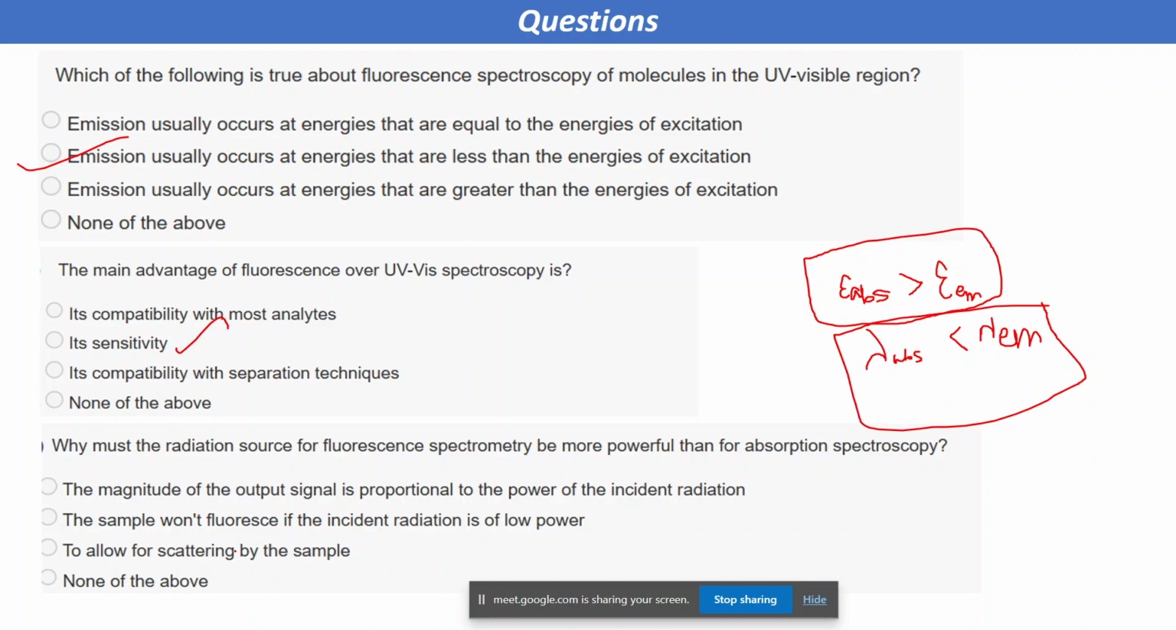Correct. It will be option A. The magnitude of the output signal is proportional to the power of incident radiation.